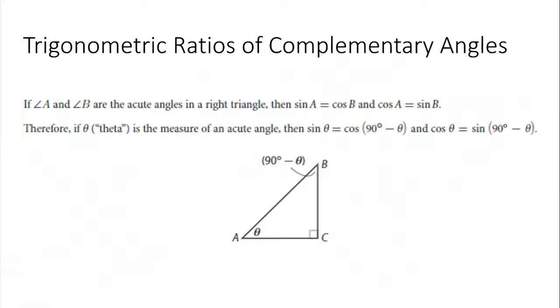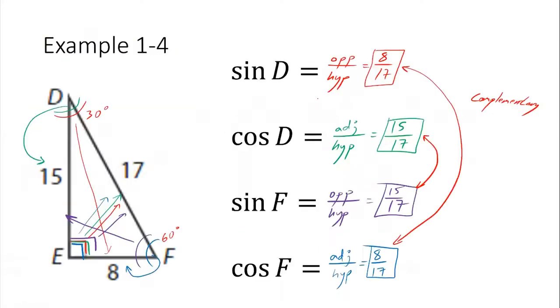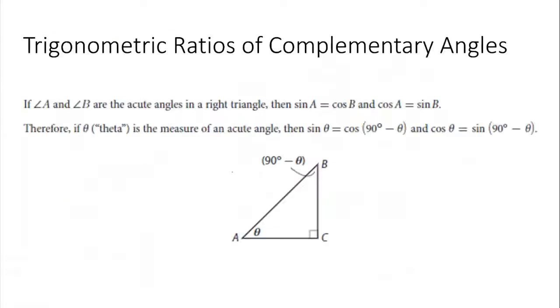Trigonometric ratios of complementary angles. If angle A and angle B are acute angles in a right triangle, then sine A equals cosine B, and cosine A equals sine B. What's interesting here is that's already what I showed you there. Notice how sine D equals cosine F, and cosine D equals sine of F. Do you notice that pattern? That's what they're talking about.